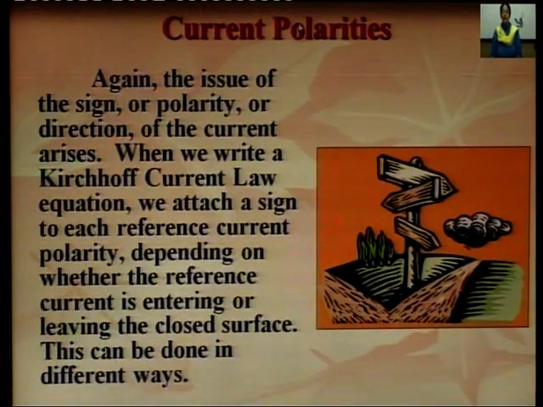So again, next we will have to see the sign of current. Current polarities means what sign will you give the current? It will be positive or negative. We said the summation means the sum of all the currents is 0. So if the sum of all currents is 0, that means some must be given a positive sign and some a negative sign. So again the issue of the sign or polarity or direction of the current arises when we write the Kirchhoff's current law equation.